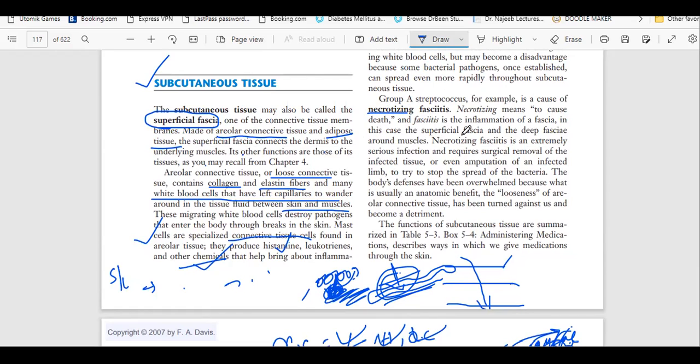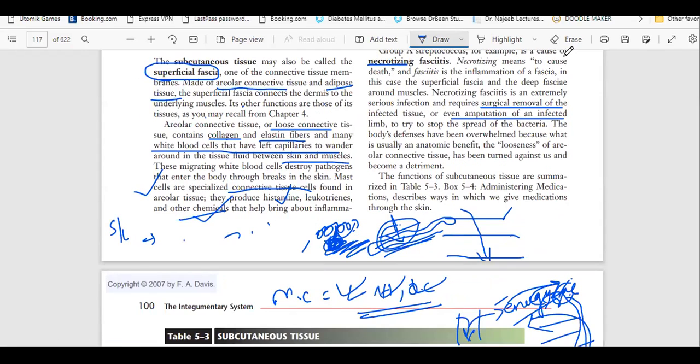In this case, the superficial fascia and deep fascia around muscles, necrotizing fasciitis is an extremely serious infection and requires surgical removal of the infected tissue or even amputation of an infected limb to try to stop the spread of the bacteria. The body defenses have become overwhelmed because what is usually an anatomic benefit, the looseness of areolar connective tissue, has been turned against us and become a detriment. The function of the subcutaneous tissue.